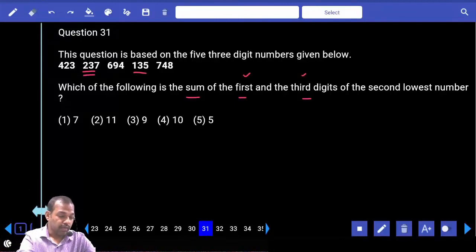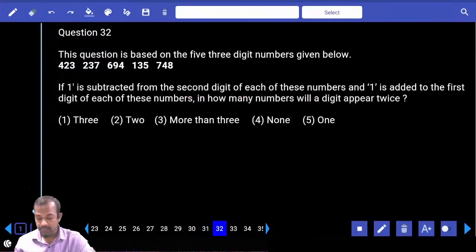Now tell me, what is the first digit here? 2, and third digit is 7. 2 plus 7, 9. Next one.